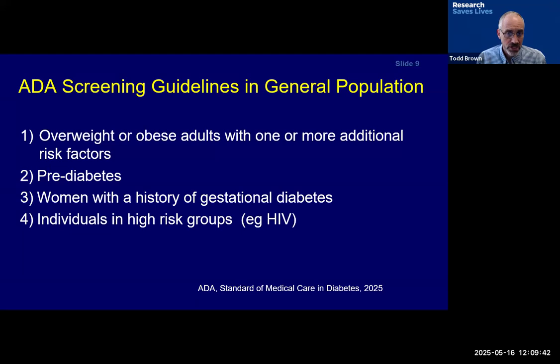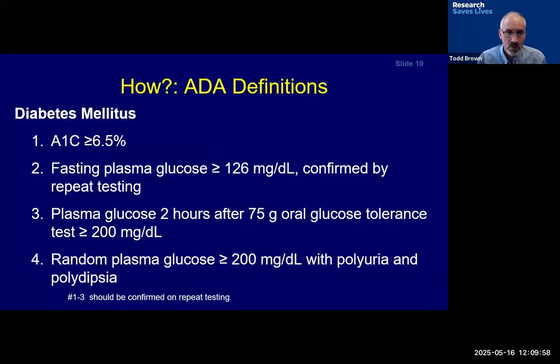And then women with a history of gestational diabetes, a very important group that can develop diabetes, who are at risk. And then they have a bunch of other high-risk groups that they call out, including people with HIV. And so how do we make the diagnosis of diabetes?